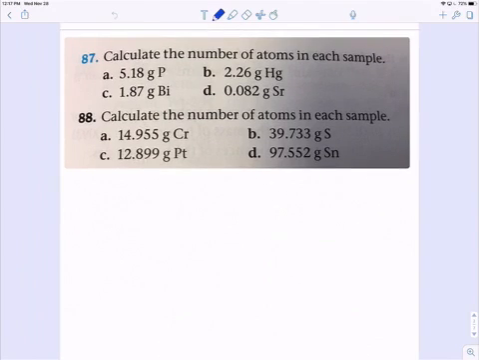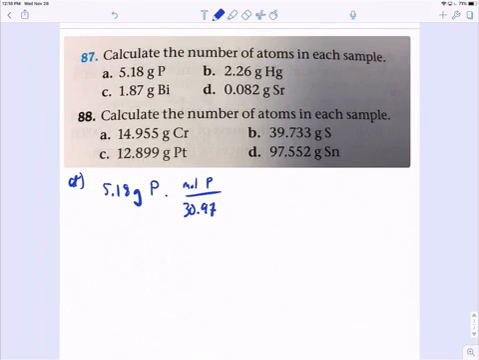Calculate the number of atoms in each sample. So, 87A, so 5.18 grams of phosphorus times mole phosphorus over 30.97 grams phosphorus times 6.02 times 10 to the 23rd atoms phosphorus over mole phosphorus, and put this in your calculator.